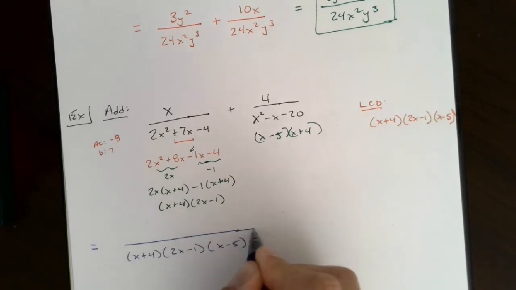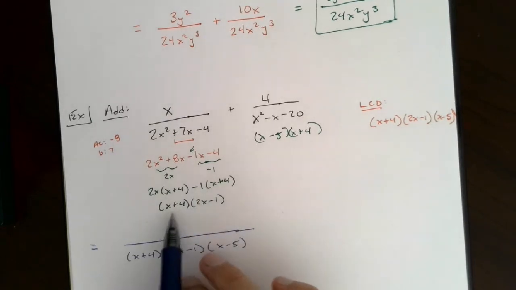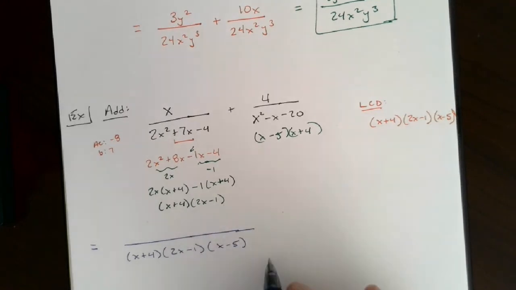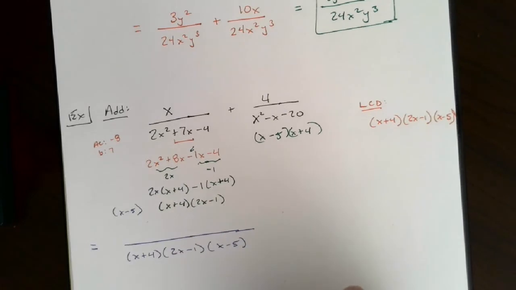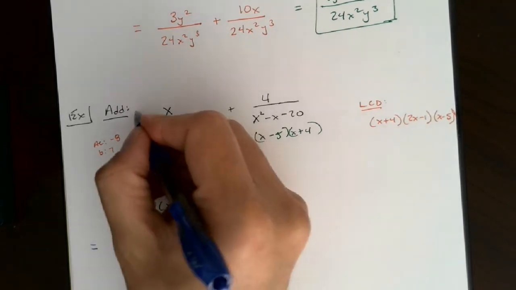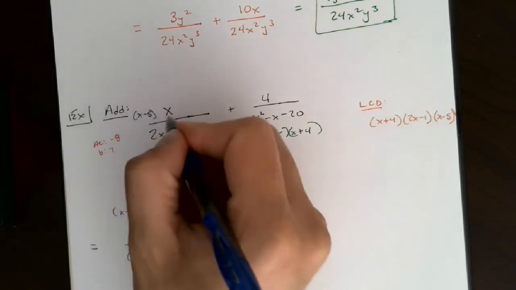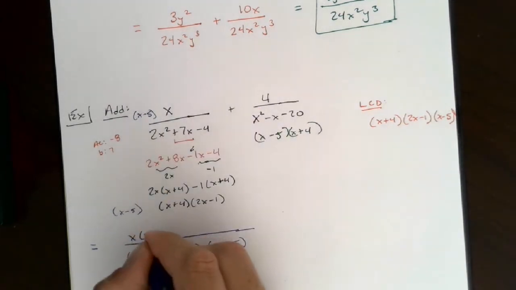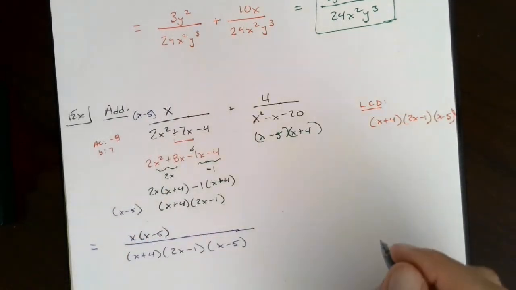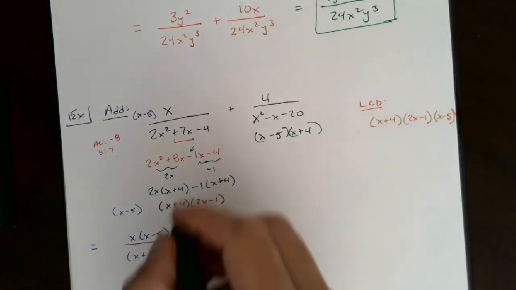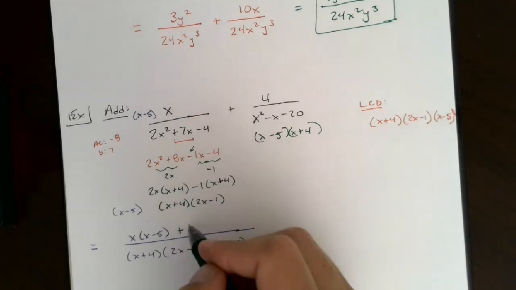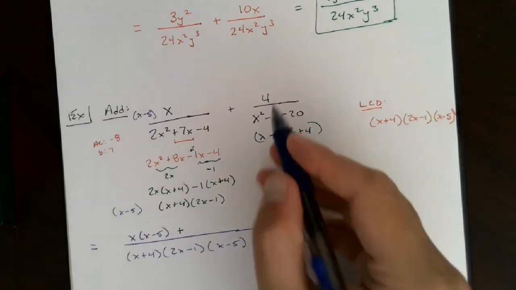And I'm going to look at each term individually and what we would need to do to get to this least common denominator. So what do you multiply the x plus 4 times 2x minus 1 by to get to this LCD? Well, the answer is you multiply it by x minus 5. If you do it in the denominator, though, you have to do it to the numerator. So the numerator becomes x times x minus 5. Because this is plus here, we'll keep this as plus in between. And then now I'm going to add 4.